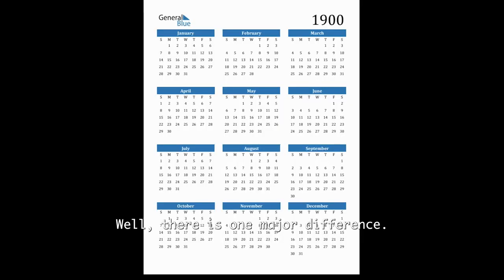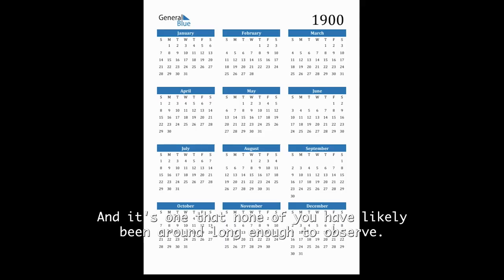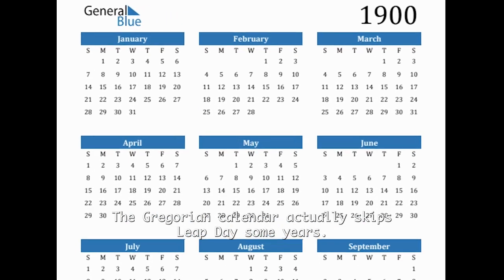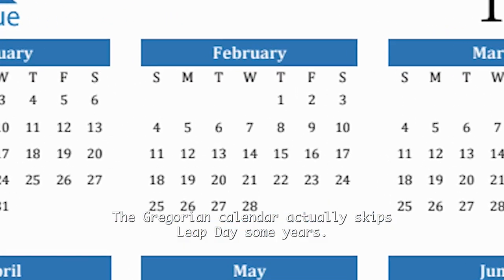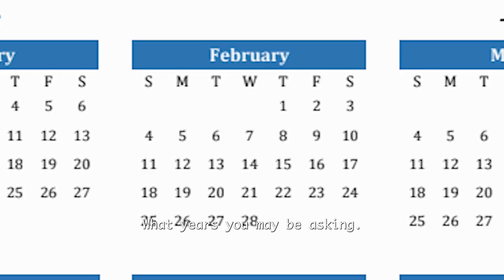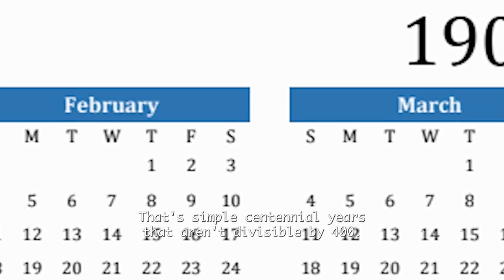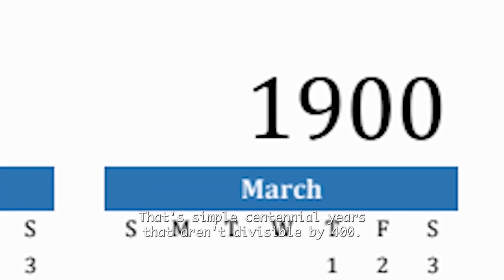Well, there is one major difference, and it's one that none of you have likely been around long enough to observe. The Gregorian calendar actually skips leap day some years. What years, you may be asking? That's simple. Centennial years that aren't divisible by 400. So the last year that leap day was skipped was 1900.